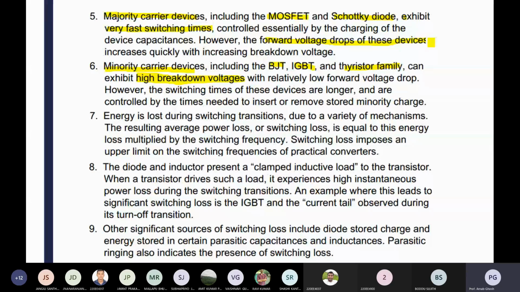BJT, then the current tail observed during turn-off transitions. There are other significant sources like the switching losses and their effect on efficiency, which has also been discussed. Then parasitic ringing was also discussed along with the switching losses. These nine are the most significant points that we have discussed in this chapter.